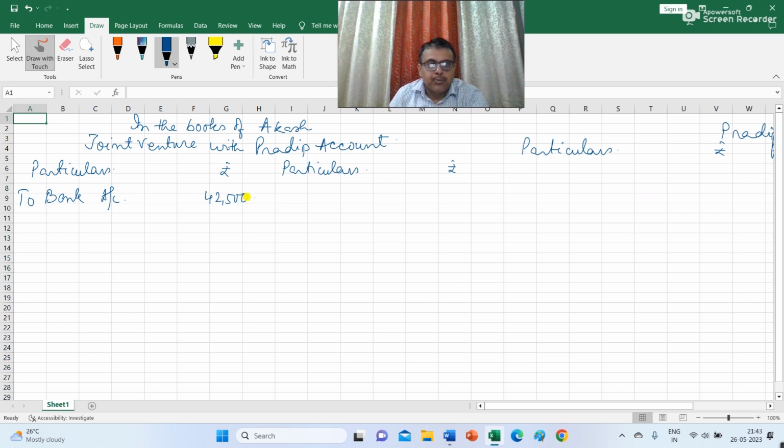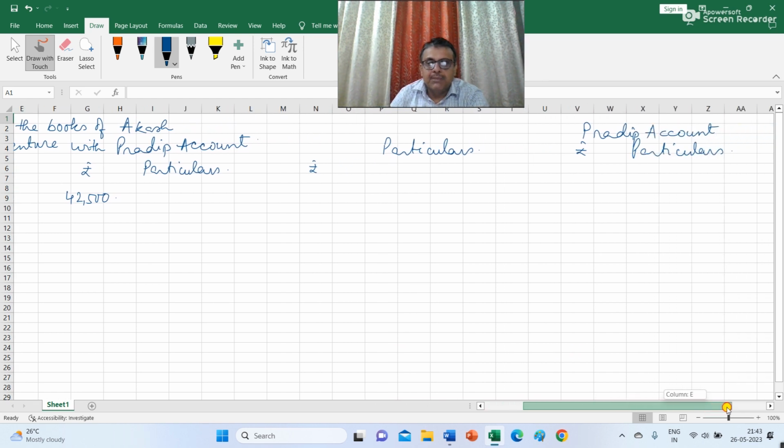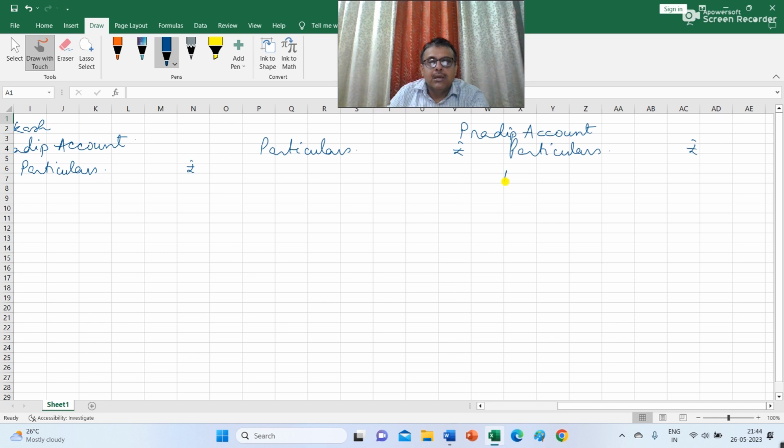Now in the second point, it is given that Akash drew a bill on Pradeep at 2 months demand of rupees 30,000. So in the Pradeep ledger, you need to write by bills receivable account. So your journal entry is bills receivable account debit to Pradeep account, and the amount is rupees 30,000. So in Pradeep account, I have to write on the credit side as by bills receivable.